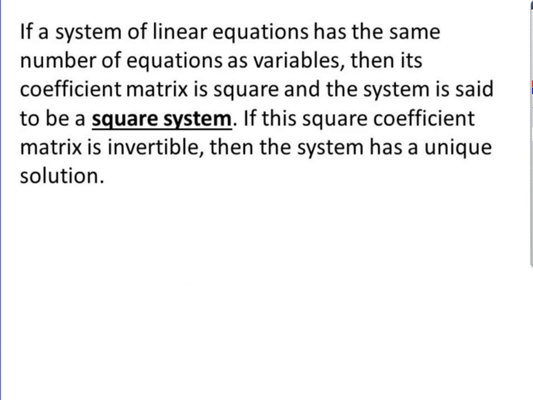If a system of linear equations has the same number of equations as variables, then its coefficient matrix is square, and the system is said to be a square system. So if your matrix A is a 2 by 2 or a 3 by 3, if it's in the shape of a square, then you have a square system that you're trying to solve. If the square coefficient matrix is invertible, then the system will have one unique solution.